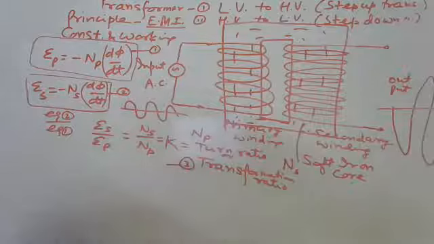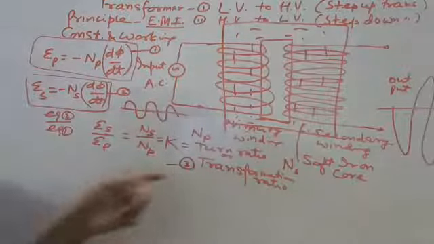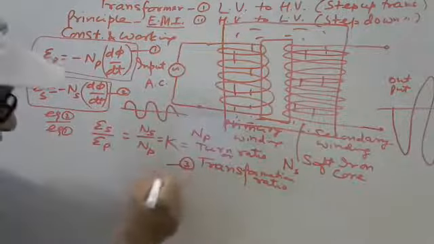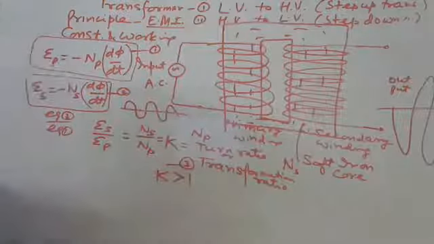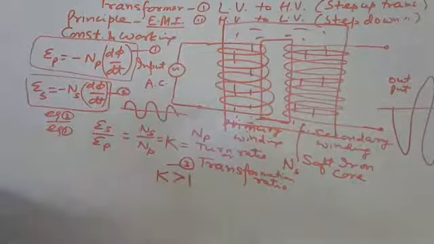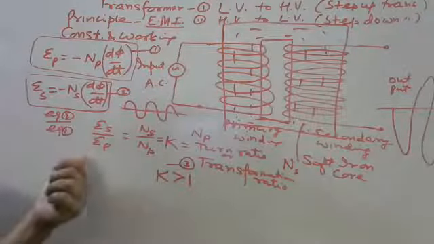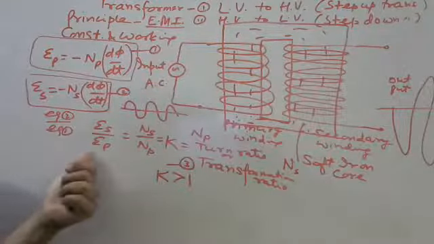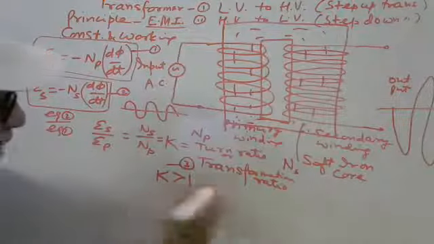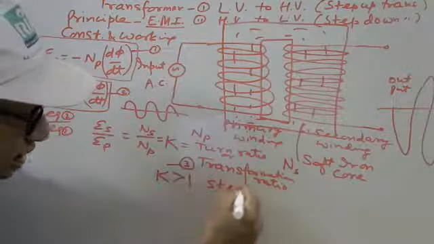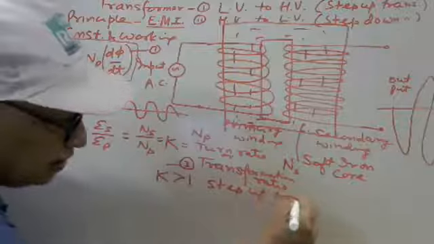Suppose K, the transformation ratio, is more than 1. It means the number of turns in the secondary is more than the number of turns in the primary. So the voltage developed in the secondary is more than the voltage developed in the primary. It is called a step up transformer.